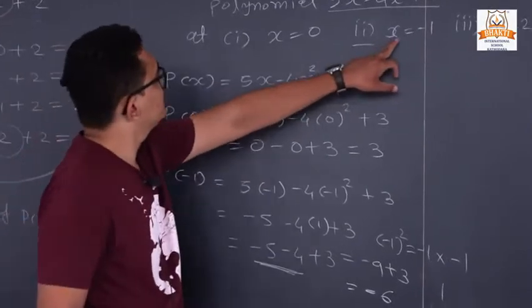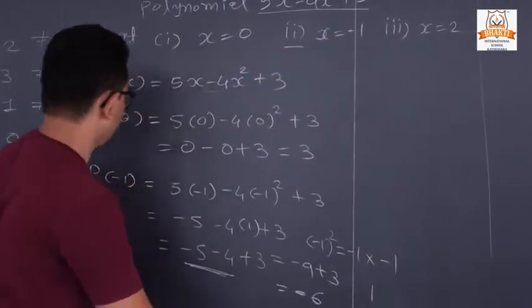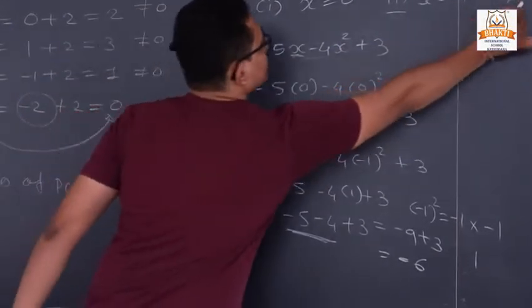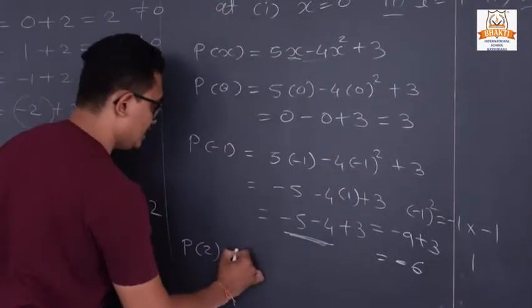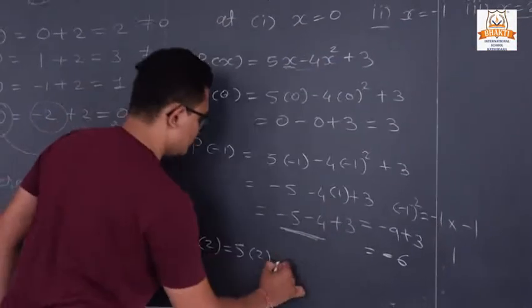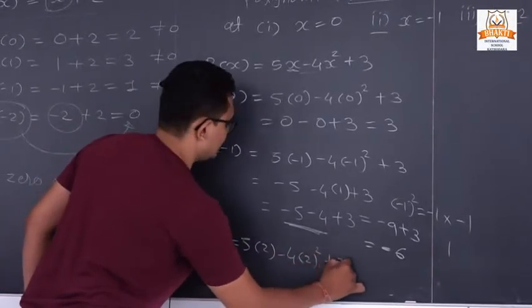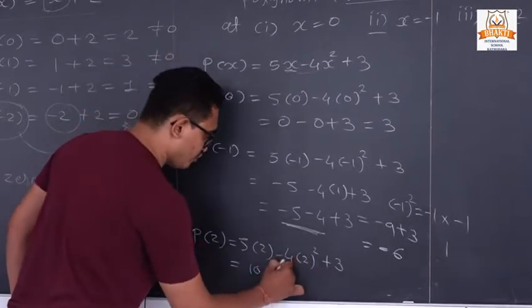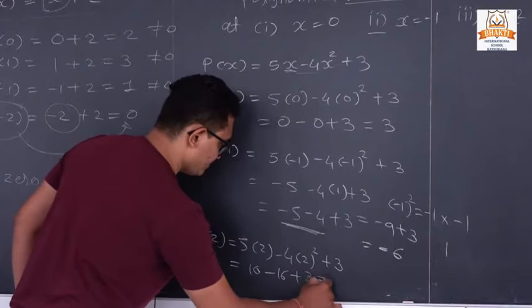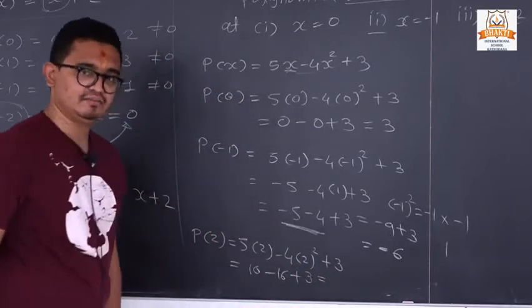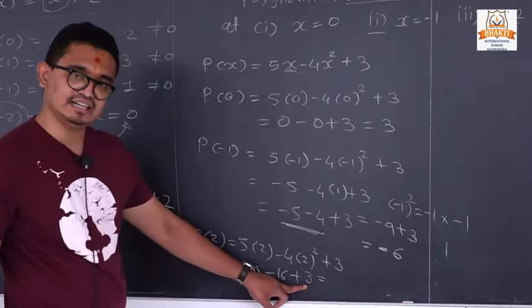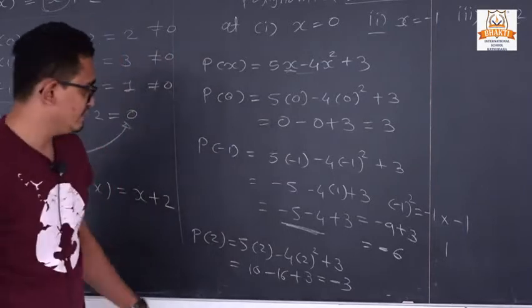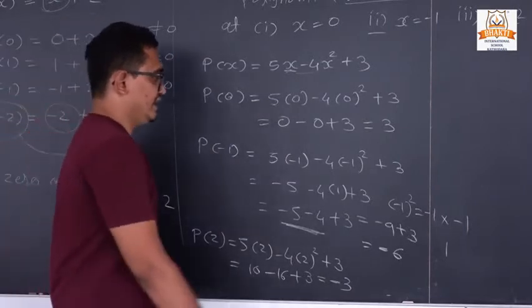Now last, x is equal to 2. So we will put x is equal to 2. x is replaced with 2. So 5 into 2, then minus 4 into 2 square, then plus 3. So 5 twos are 10. 2 square is 4, 4 fours are 16, plus 3. Now 10 plus 3 is 13. 13 minus 16, so it will be minus 3. What is our answer? Minus 3. Next.